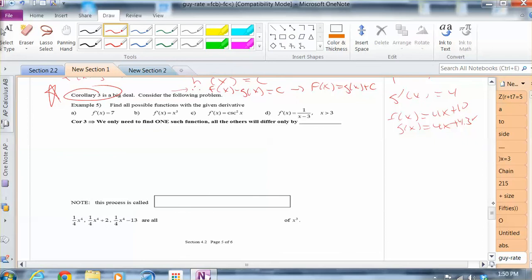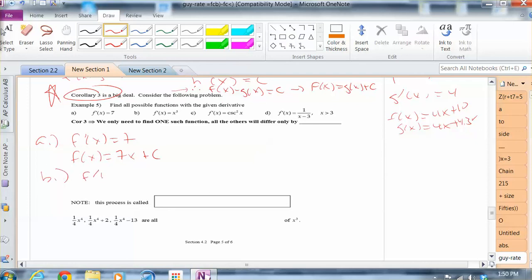But let's say we have all these derivative functions. F prime x equals 7, f prime x equals x cubed, f prime x equals cosecant squared x, and f prime x equals 1 over x minus 3, given that x is greater than 3. Let's find all possible functions of the given derivative. So for a, if f prime x equals 7, we probably expect f of x to be 7x, right? Plus a constant, because there could be something added to it, and when I take the derivative, it'll give me back 7.